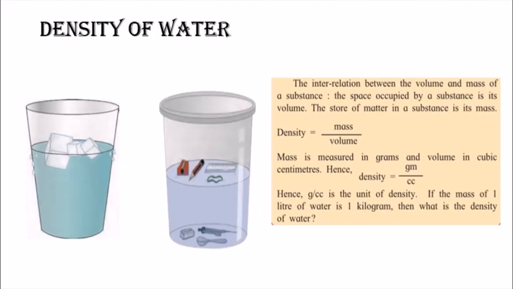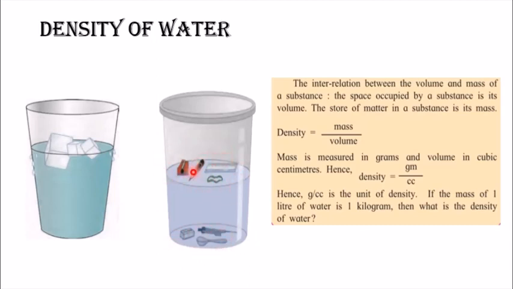Now, how to find the density of water? What we can do is take two different glasses. In one glass we put different materials, like a sharpener, pencil, eraser, spoon, and all those things. In the other glass we have taken water and put ice in it. When you put different materials, some sink inside the water while some float.